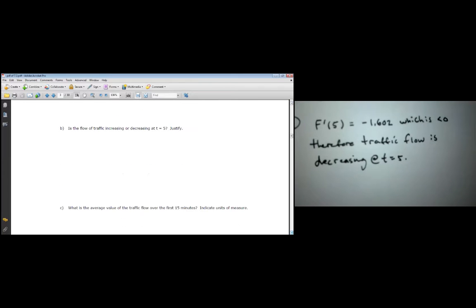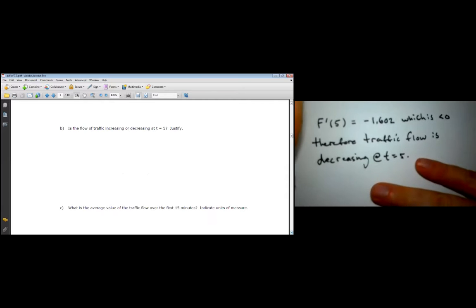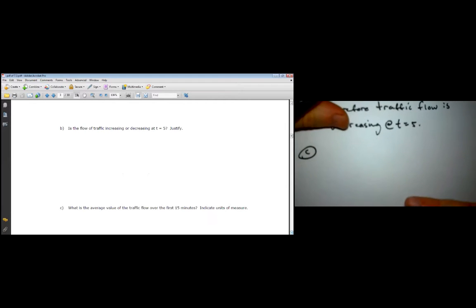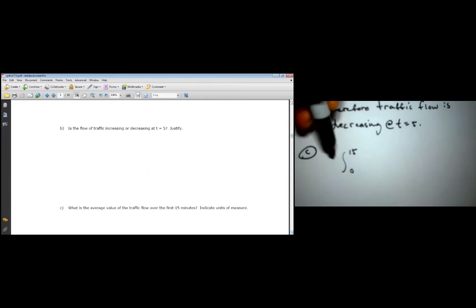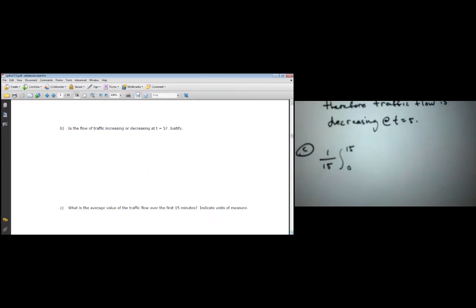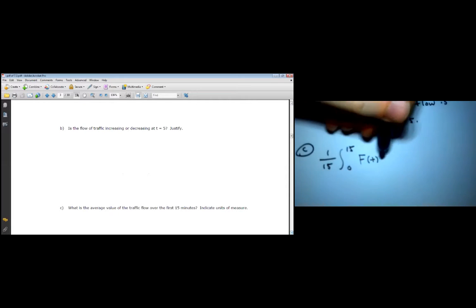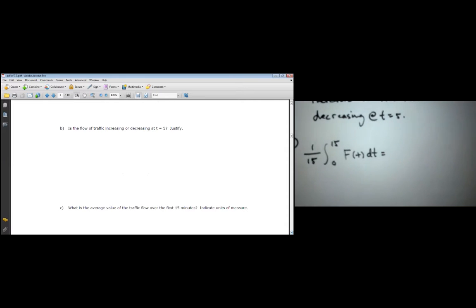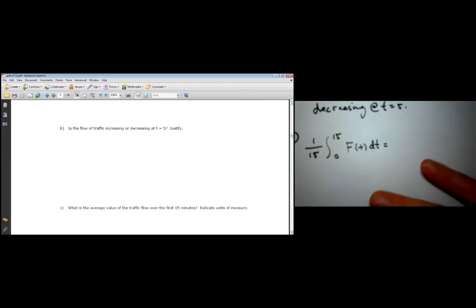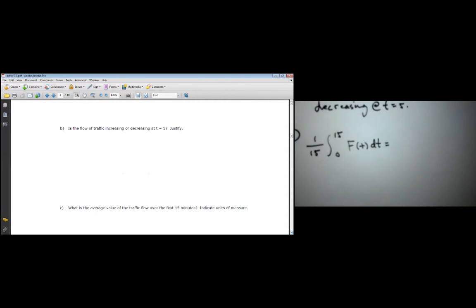And what do we got here? We got a part C. What's the average value of the traffic flow over the first 15 minutes? So it should be pretty straightforward. The first 15 is 0 to 15. 1 over b minus a is 1/15th, and then times the result of the integral. And you're doing all of that in your calculator. So somebody that did that with the 1/15th out front, tell me what you got. I got 82.348.